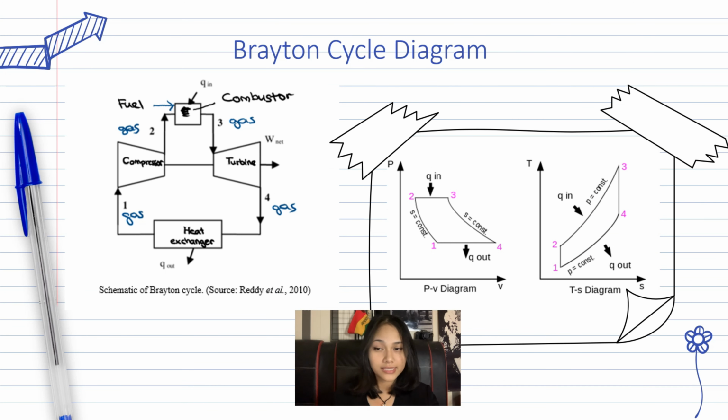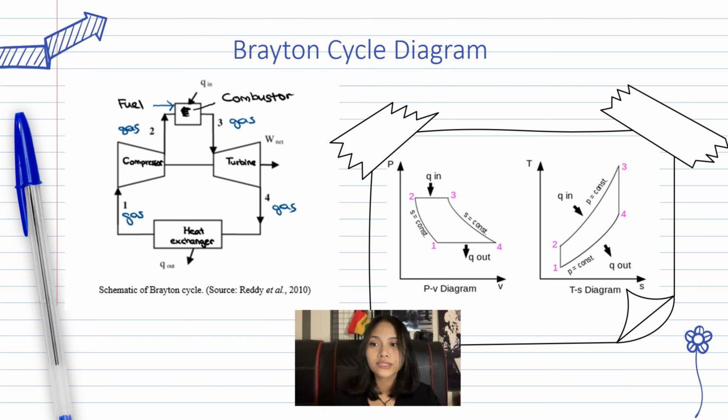Moving on to the Brayton cycle, which consists of 2 isobaric processes and 2 isentropic processes in its ideal form. The 2 isobaric processes include the combustor system of the gas turbine and the gas side of the HRSG. The 2 isentropic processes involve the compression by the compressor and expansion in the turbine.